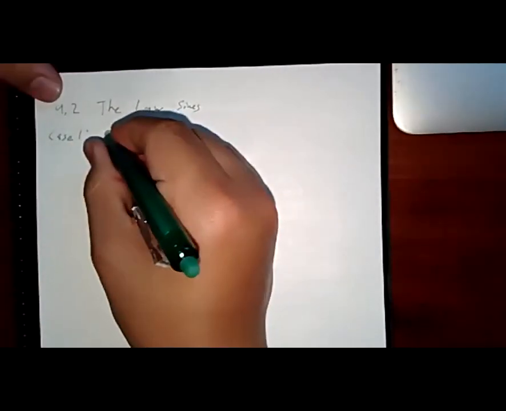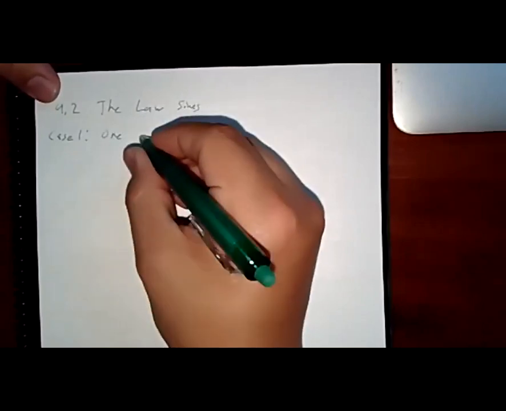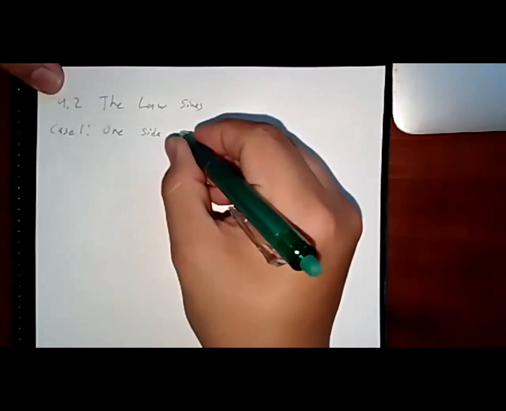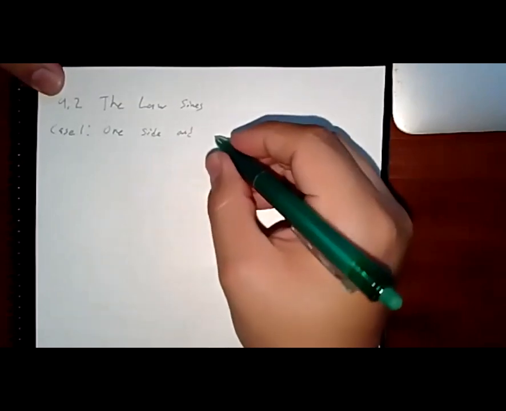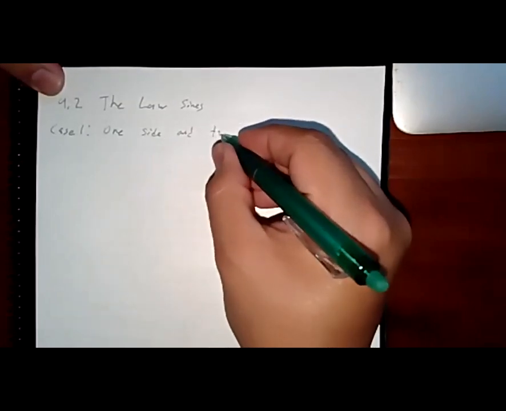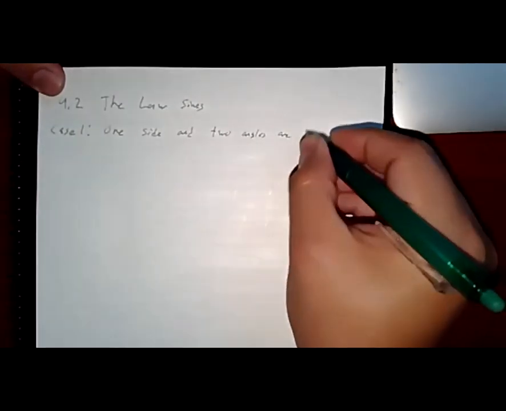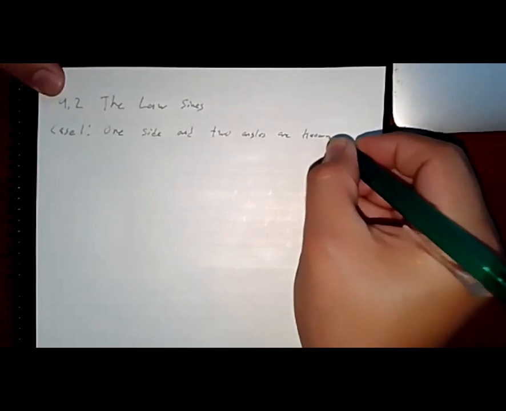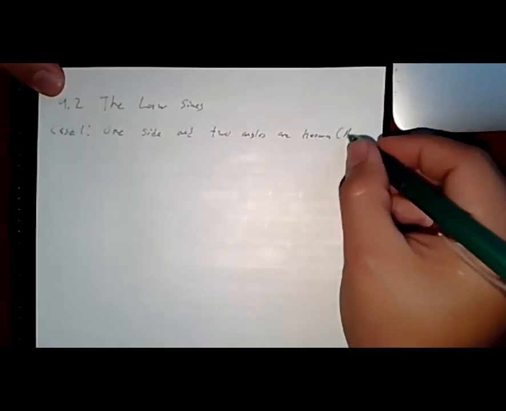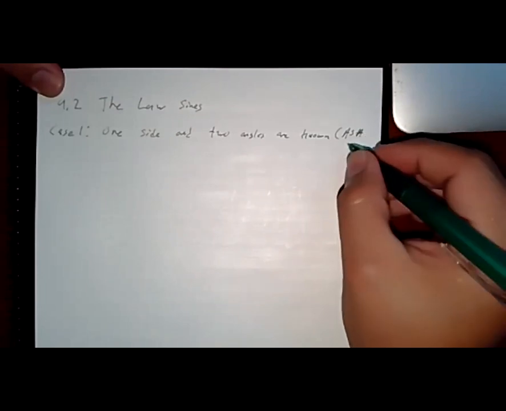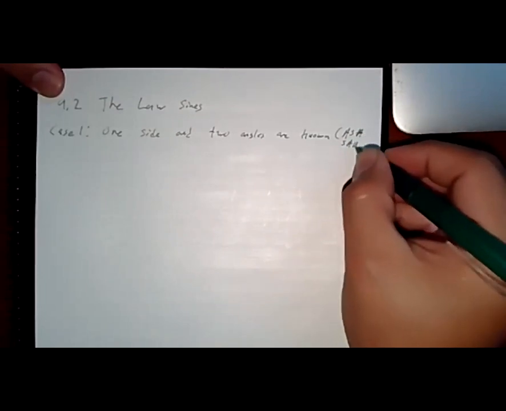All right, so case 1 is one side and 2 angles are known. We call that ASA or SAA.